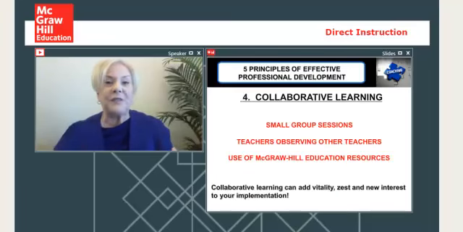Moving on, collaborative learning. Collaborative learning is the way to make your implementation come alive. And those of you who have been using DI for a long time, you're aware of this. You may be hitting a type of behavior that we call complacency. It's not that the teachers don't want to teach the program, it's not that they dislike it, but we just don't have the spark with the program that we've had before. Collaborative learning can help light that spark again.